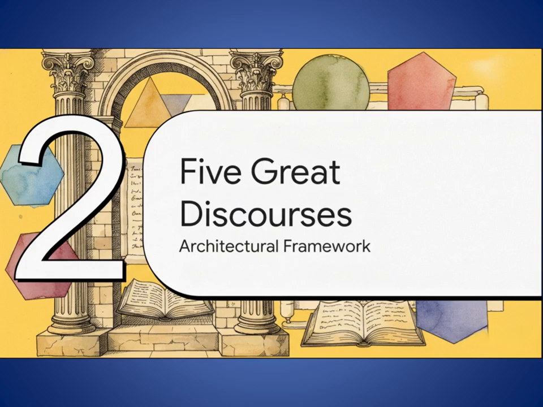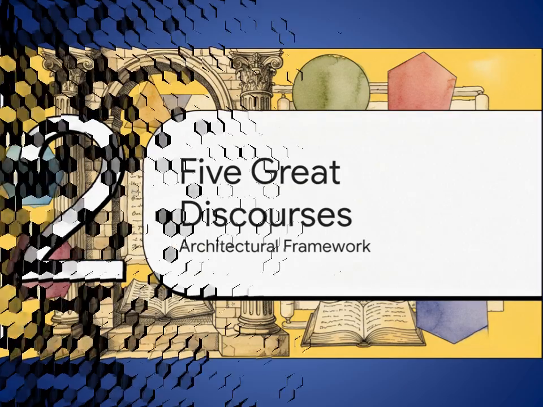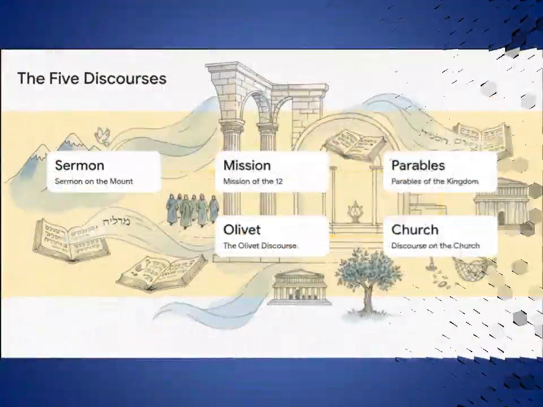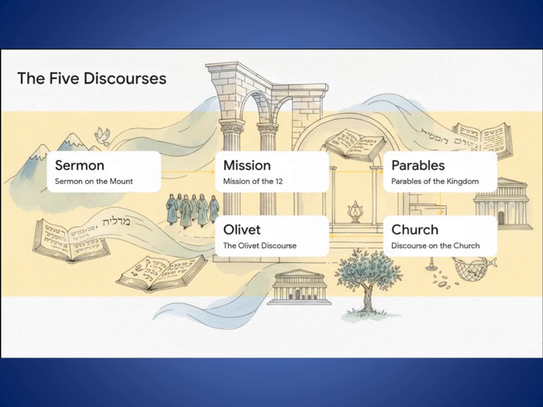Okay, moving to section 2, the 5 great discourses, the architectural framework. This really brings us to the core of our explainer. You see, the entire structure of the book is built directly around these specific teachings. Matthew takes Jesus' teachings and organizes them into 5 major pillars: the Sermon on the Mount, the mission of the 12, the parables, the discourse on the church, and the Olivet discourse. This wasn't an accident. It was a highly deliberate architectural choice.